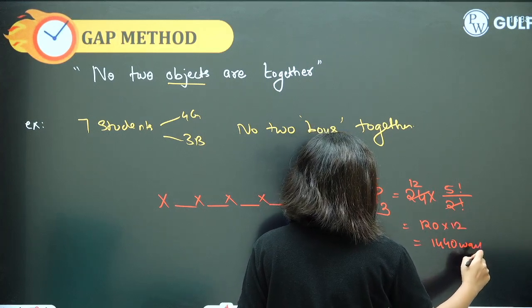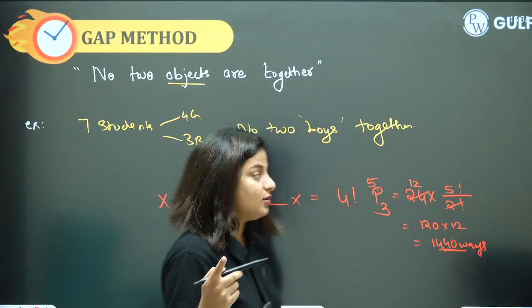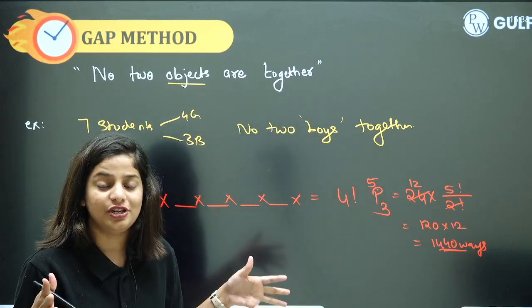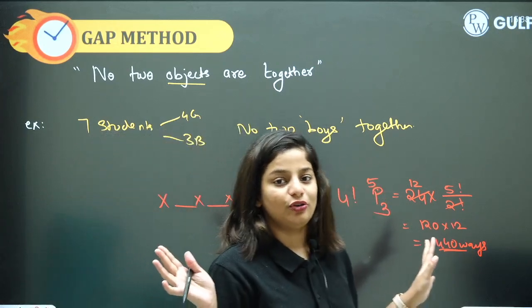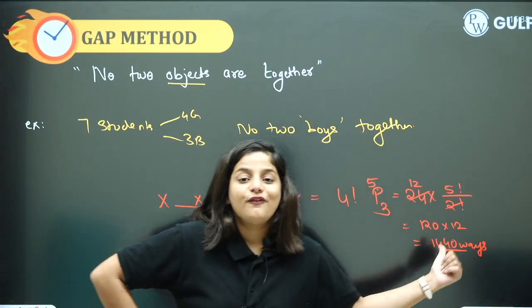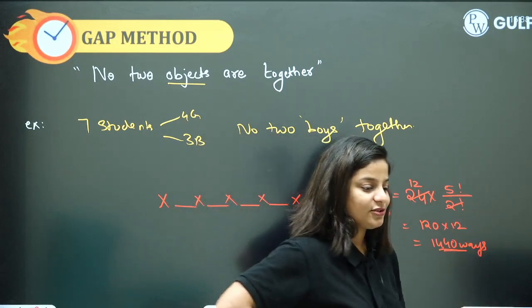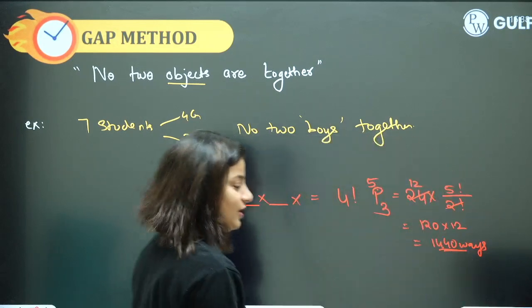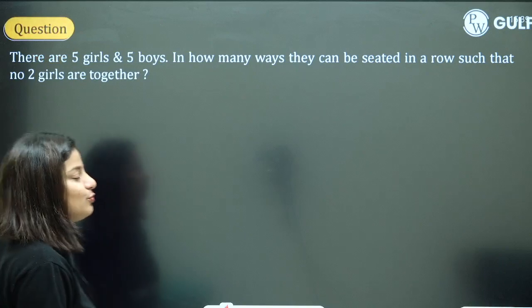Oh my god. There are so many ways in which I can make all of you sit, ensuring that boys are not together. So you think that the teacher doesn't have any way? Teacher has 1440 ways to ensure no 2 boys are together. But we don't use it here.